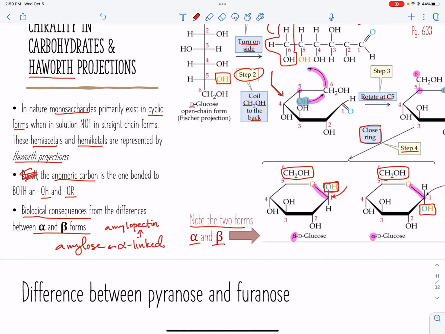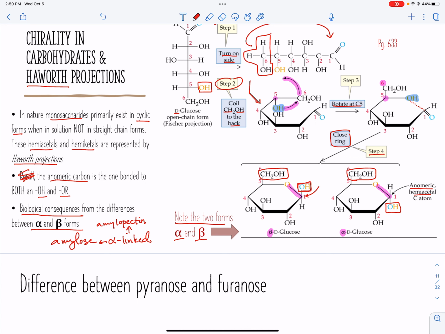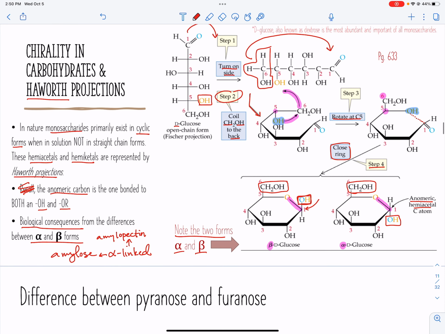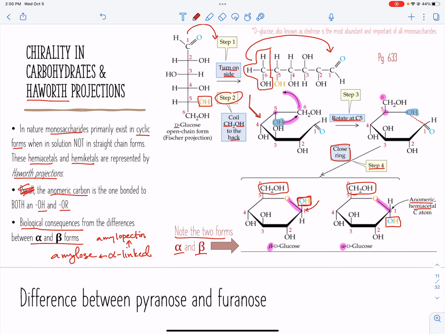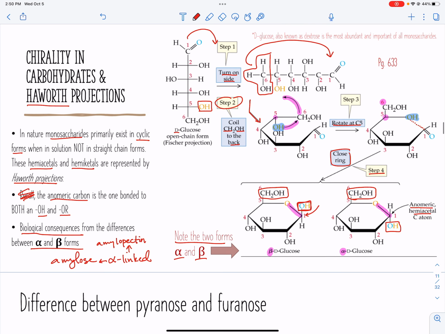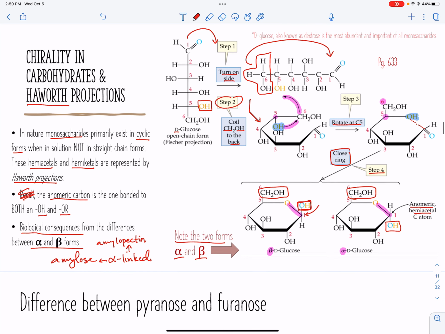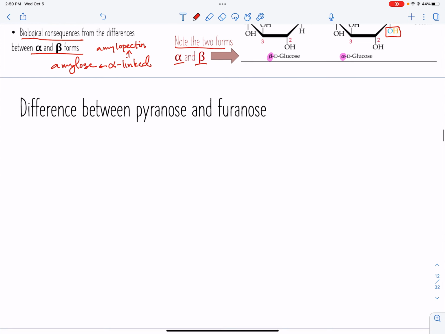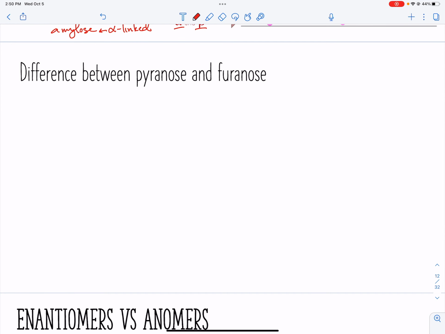So there actually are huge biological consequences between these 2 forms. All right, we are going to practice this because that is a lot on one slide. So don't feel like you have to have it all down pat right now. And we have a whole lab that's going to have us practice this more. But pause and rewatch this if you need to walk through that again. All right, I'm going to move on to the difference between pyranose and furanose.